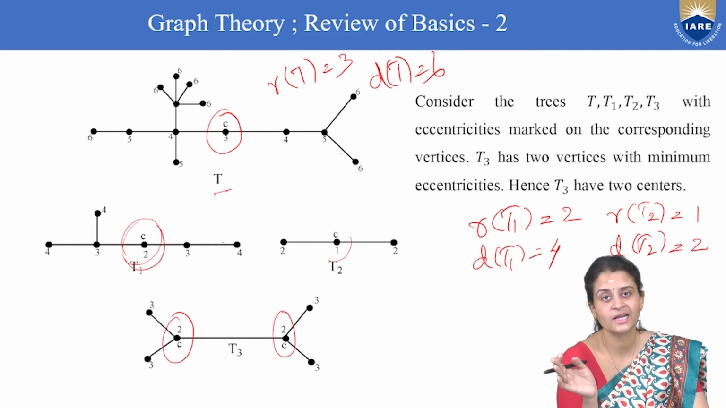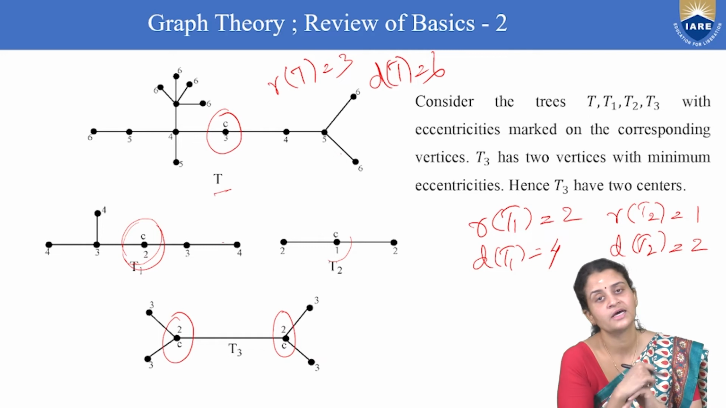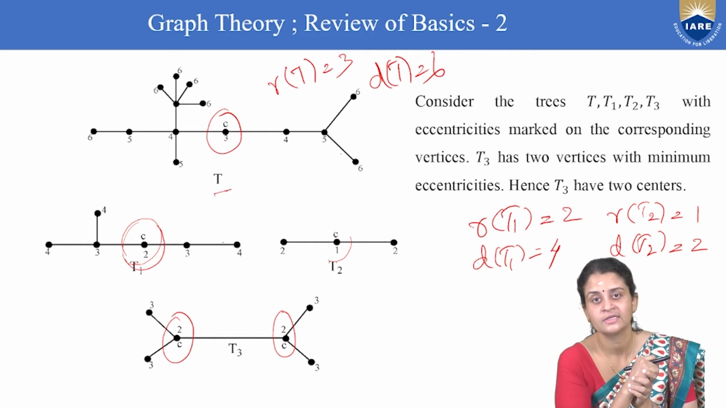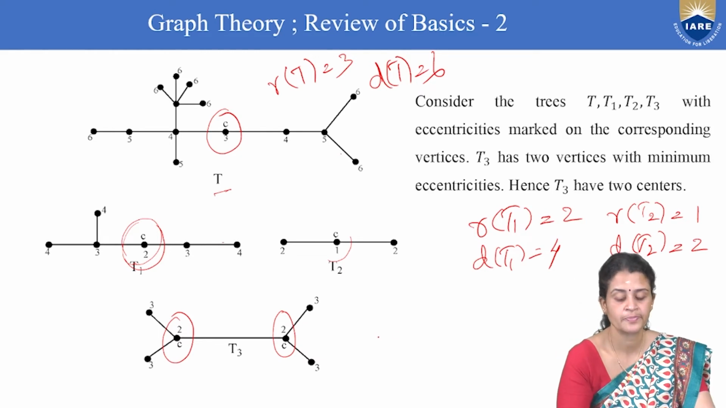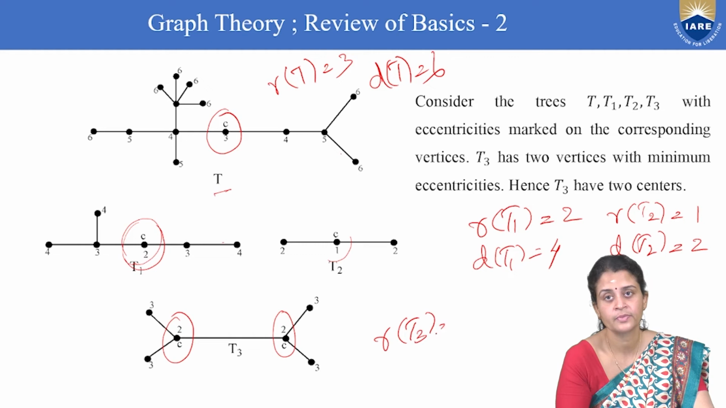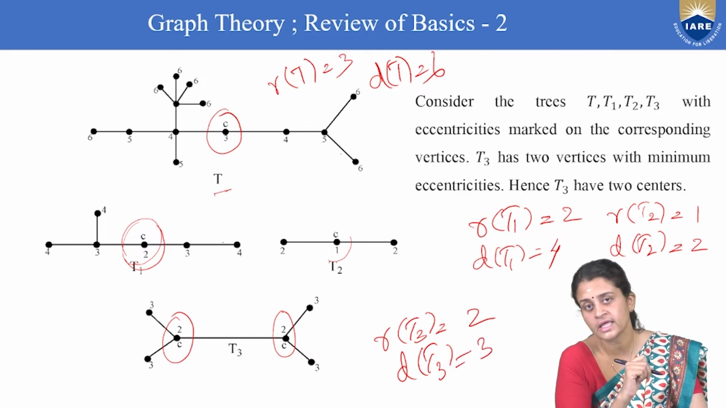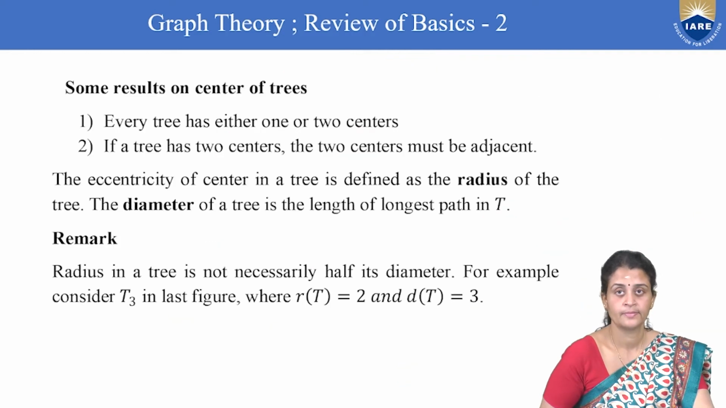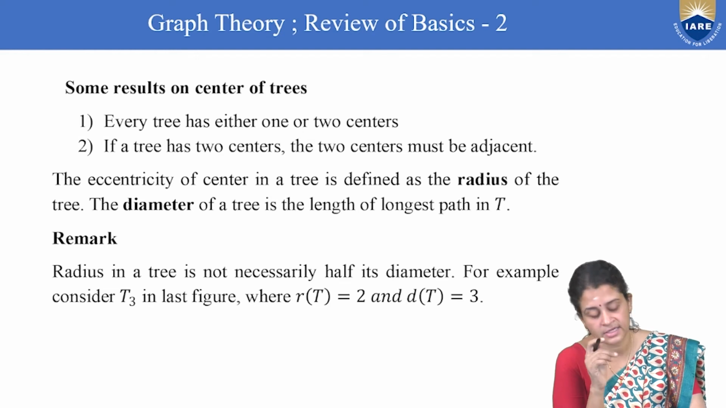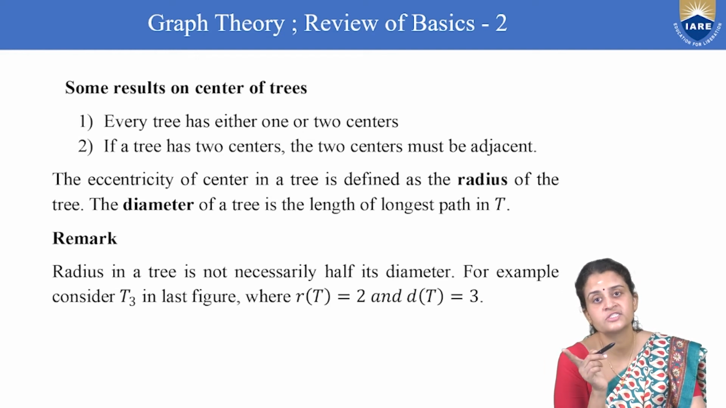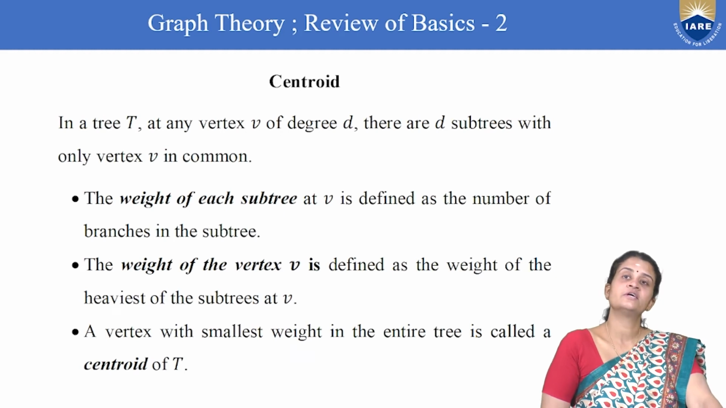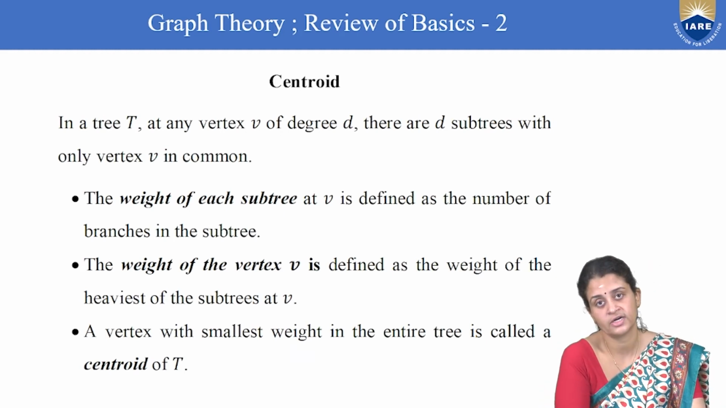So it's like in a circle also. When we talk about a circle, the radius is half the diameter, right? Can it be true in the case of trees? No. Consider this tree, T3. The radius of T3 is 2, and the diameter of T3 is 3. So in a tree, the radius need not be half the diameter. Okay? Radius in a tree is not necessarily half its diameter. Now, the next important concept in trees is the centroid of a tree.